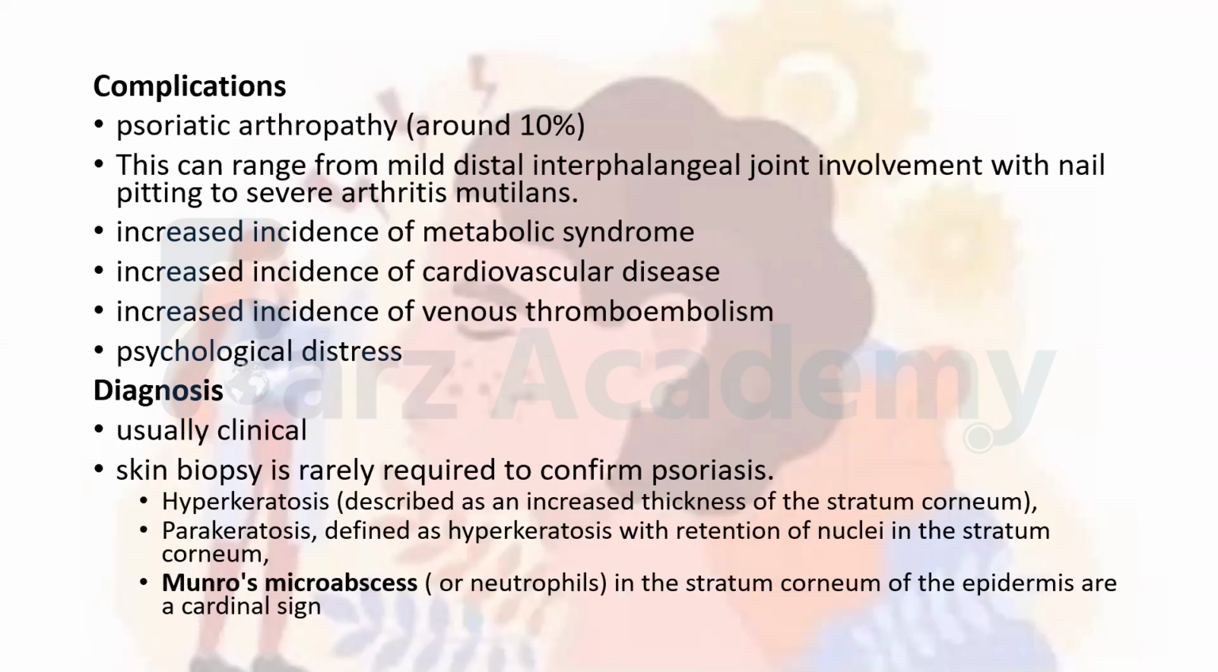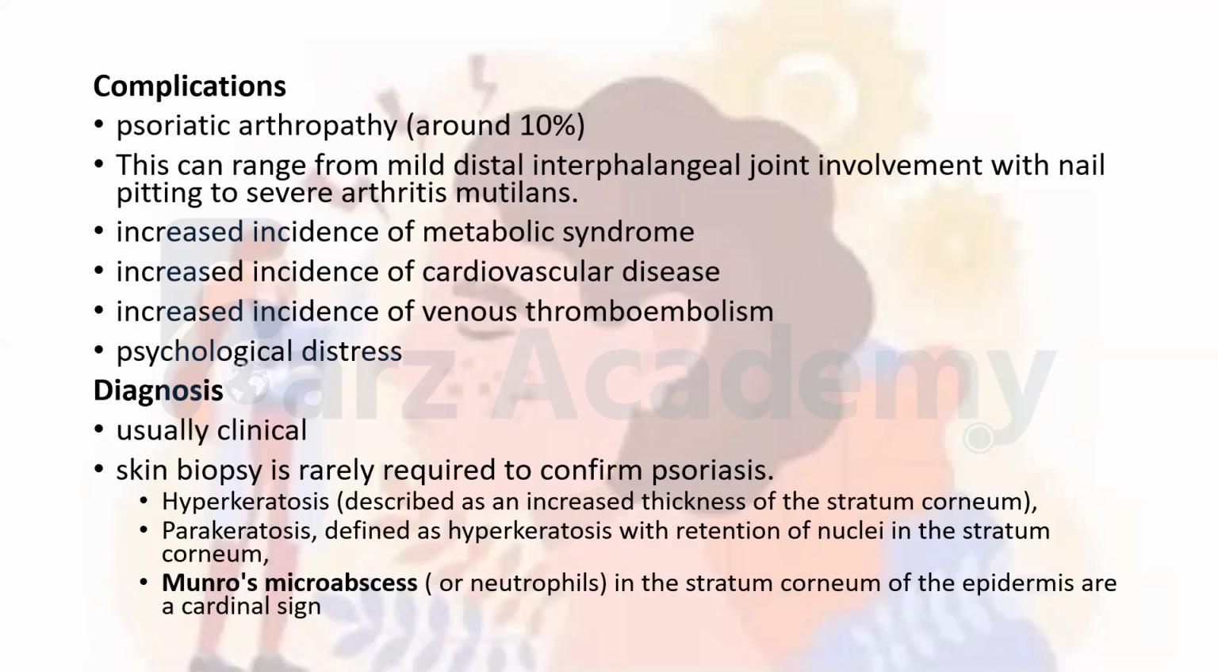So what are the complications associated with psoriasis? Psoriatic arthropathy is common, and there can be joint involvement like the distal interphalangeal joints, with nail pitting and severe arthritis in advanced conditions. You can also see arthritis mutilans, where the joints are destroyed. There is increased incidence of metabolic syndrome, cardiovascular disorders, and venous thromboembolism. There can also be psychological distress, because of the lesions, there can be emotional disturbance in these patients.